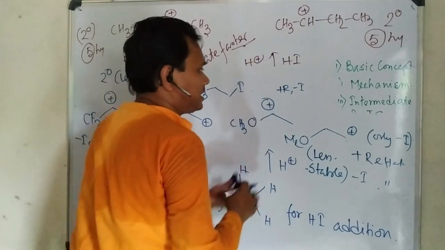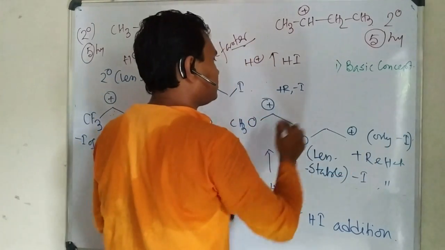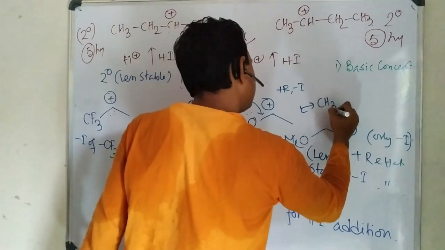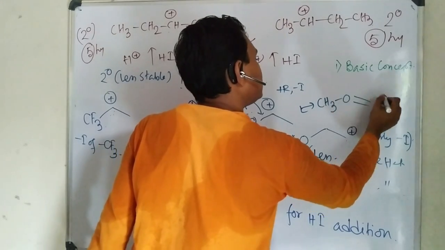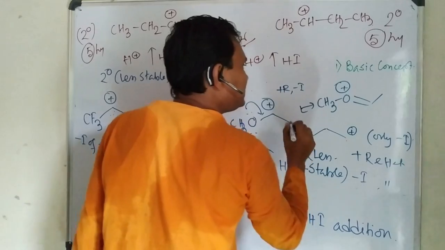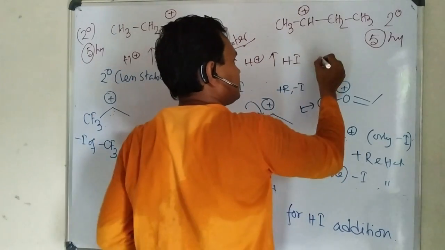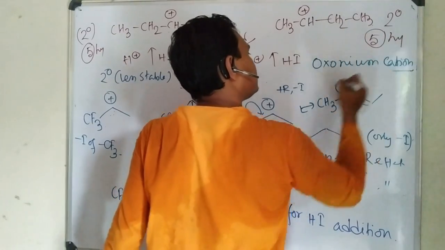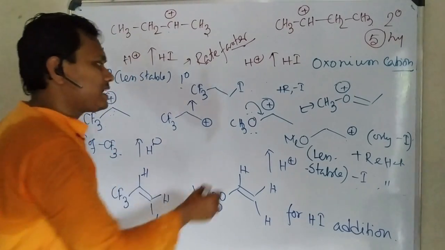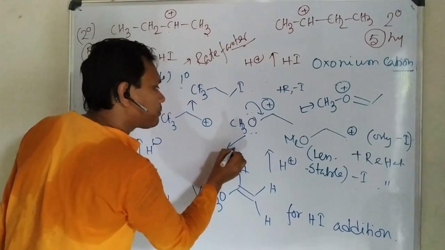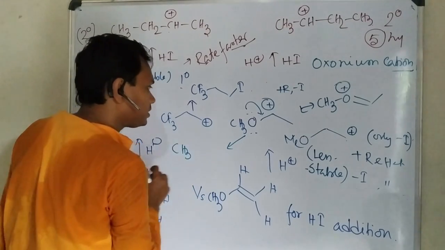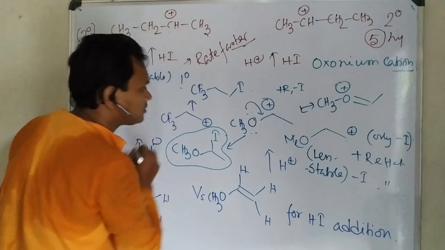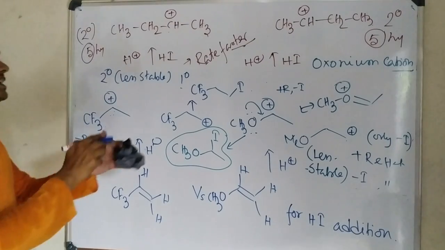Because this is resonance stabilized. How? Because it has another canonical form. This lone pair will be donated here, the CH3O, and this plus charge is here. And this is called an oxonium cation. Okay? So, this is stable. So that's why the reaction will proceed through this. And the product will be CH3O, and this I will be added here. Understood? So this is the overall discussion of Markovnikov rule.